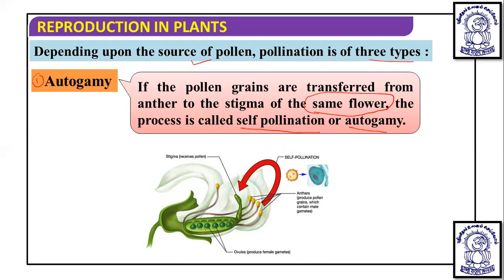You can see this is the ovules, this is the stigma, and these are the anthers. So from the anthers of the same plant, this pollen grain has transferred to the stigma of the same flower. Because of this, it is known as self-pollination, or autogamy.